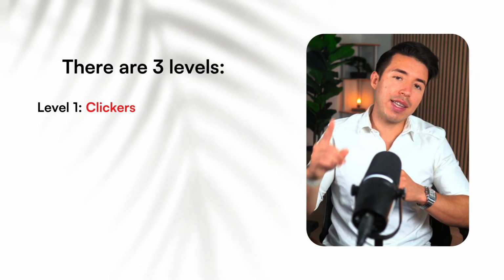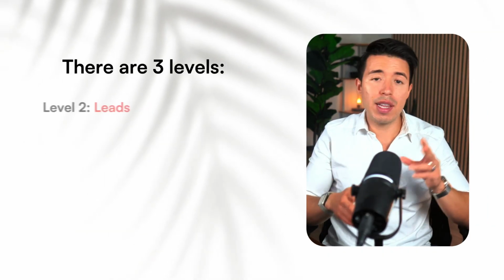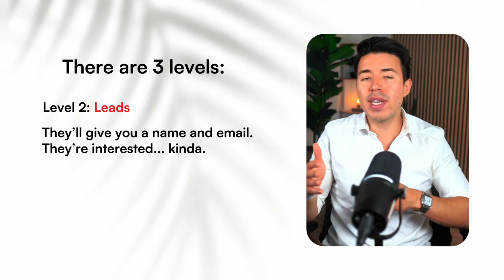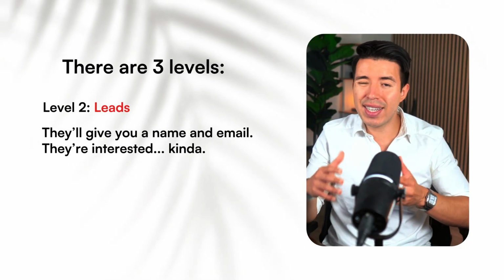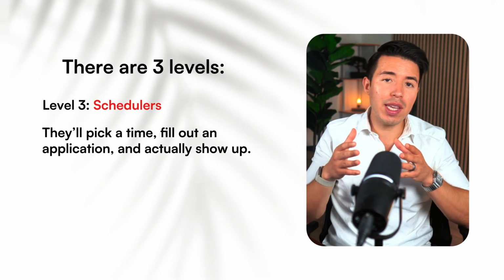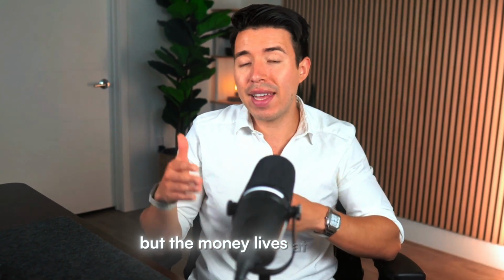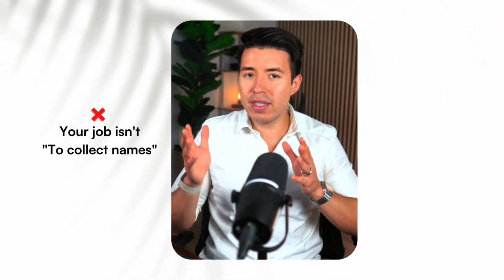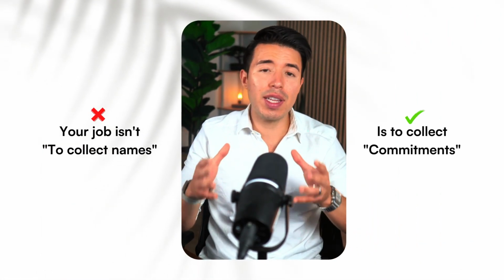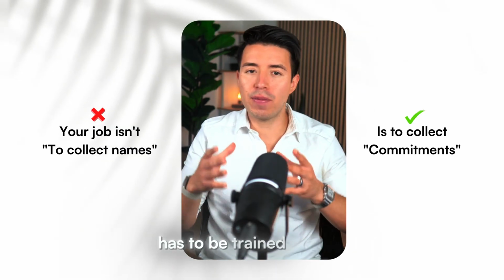Level 1 is clickers. They tap on your ad, maybe skim the landing page, but they're not serious. Level 2 is leads. They'll give you a name and email. They're interested, kinda. And level 3 are schedulers. They'll pick a time, fill out the application, and actually show up. Most marketers stop at level 2, but the money lives at level 3. And your job isn't to collect names, it's to collect commitments. So your funnel and your pixel has to be trained for that.